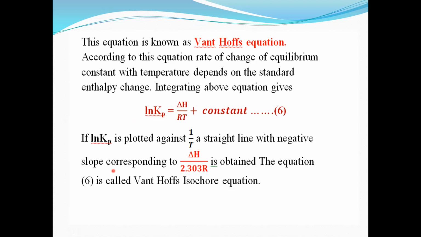So that slope corresponding to delta H upon 2.303 R is obtained, and this equation 6 is called Van 't Hoff isochore equation. That is, if ln Kp is plotted against 1 upon T, a straight line with negative slope corresponding to delta H upon 2.303 R is obtained, and this equation 6 is called as Van 't Hoff reaction isochore.